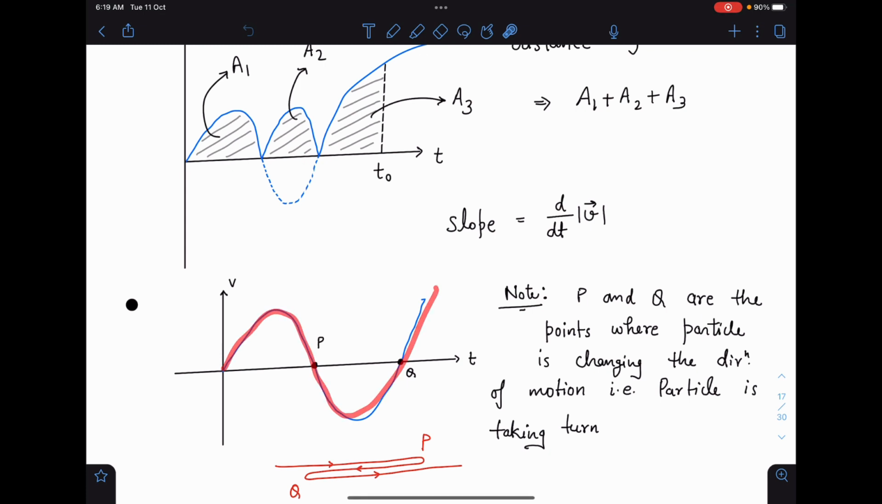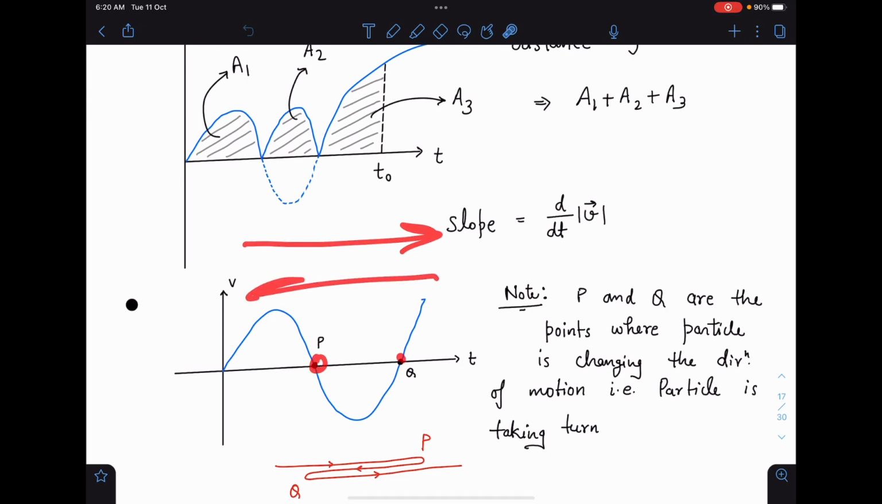Here, P and Q are the points where the particle is changing direction. You can see positive velocity, then negative velocity, positive velocity, then negative velocity. So these are the points at which velocity is changing its direction. Its motion is somewhat like this: it is moving in one direction and keeps on moving. At P, it will take a turn and move in the opposite direction, and then at Q, after some time, it will turn back again. All right, so something like this will be the motion of it.